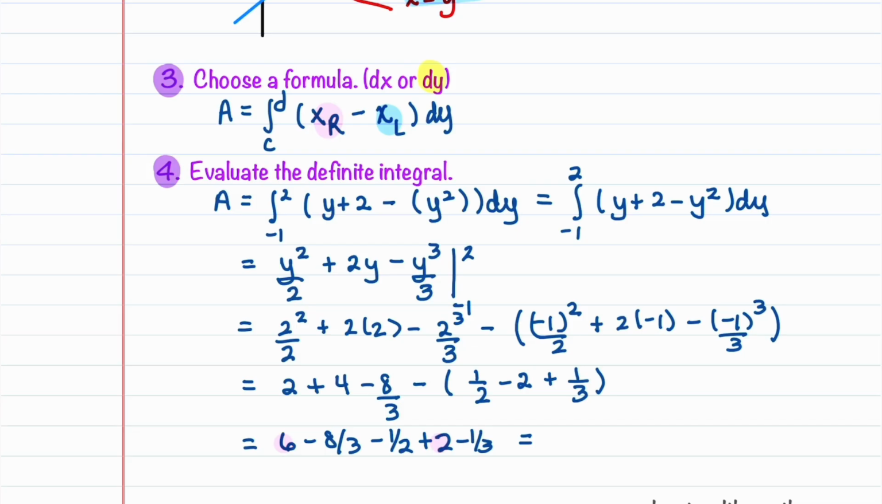6 and 2 is equal to 8. So we have 8. And then we have -8/3 minus 1/3. That is -9 over 3, which is -3. And then minus 1/2. So this is 5 minus 1/2, which is equal to 9 over 2. Our area then between our two curves is equal to 9 over 2, or 4.5.